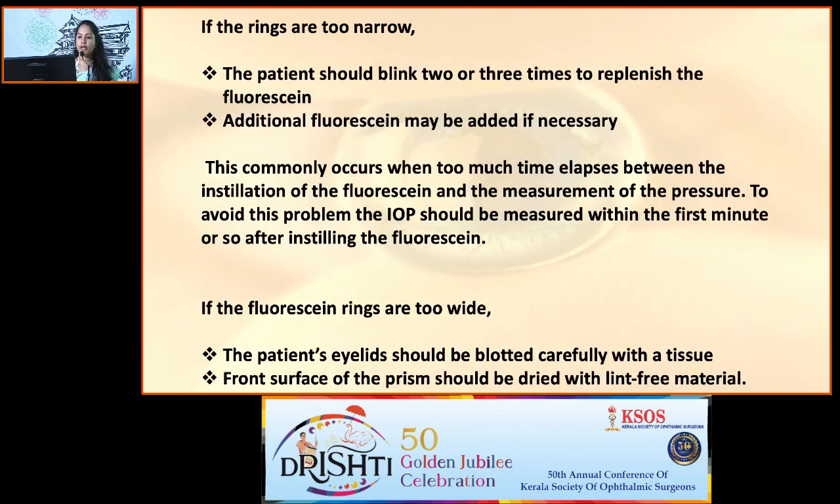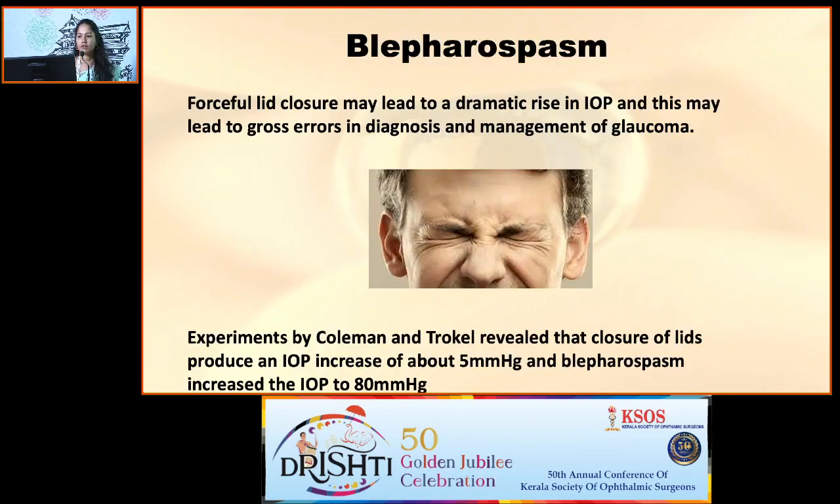So if the rings are too narrow, ask the patient to blink twice or thrice, or you can add additional fluorescein, and take care that the IOP is measured within 1 minute of applying the fluorescein. And if the fluorescein rings are too wide, the patient's eyelids should be blotted carefully with a tissue, and the front surface of the prism should be dried with a lint-free material.